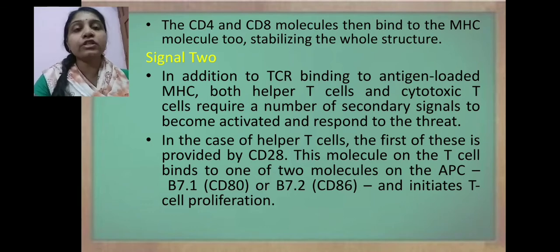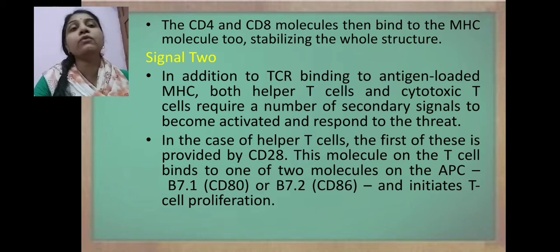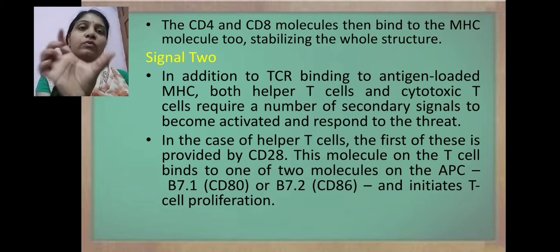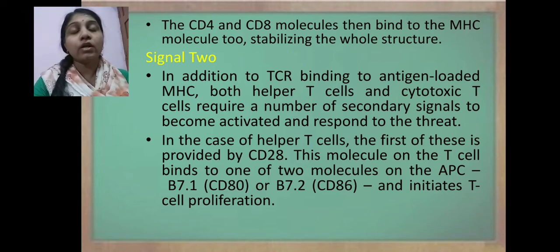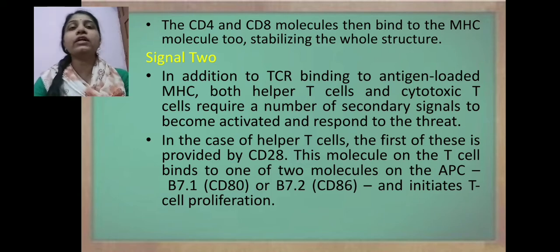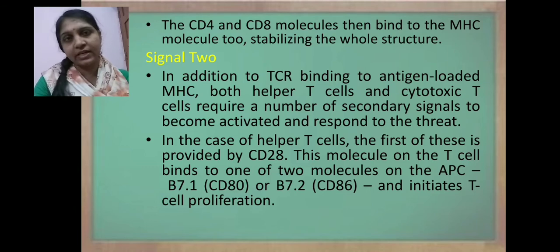Now the second interaction is between the CD4 or CD8 marker, which is present on the surface of the T lymphocytic cells, and the MHC peptide complex. After the interaction of this MHC peptide complex with the T cell receptor, this interaction is essential for the stabilization of this whole structure. Now the signal 2, which is essential for the activation of the T lymphocytic cell, may be called the co-stimulatory signal.